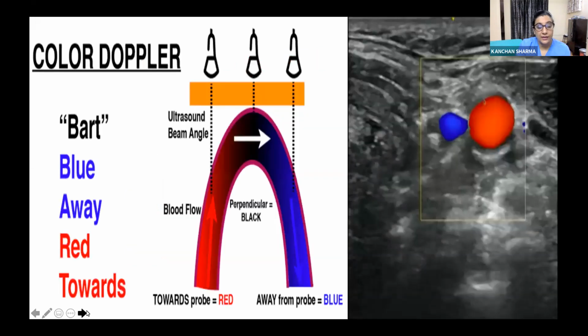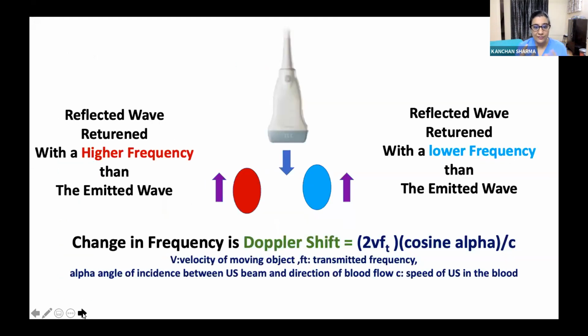Fine. Okay. Then the color Doppler. Color Doppler works on the BART principle: blue away, red towards. I've just tried to make it very simple for you so that you should be able to understand it. See, this is the transducer. As we have learned, if we are standing on a platform between two trains, where one train is coming towards us and one train is going away from us, the train which is coming towards us, we will be able to hear the sound of the train nicely. And if the train is going away from us, we will not be able to hear the sound nicely. So color Doppler also works on the same principle.